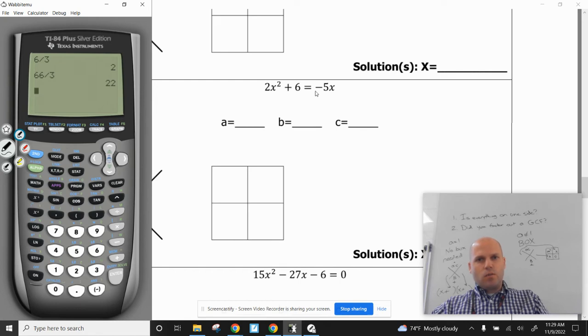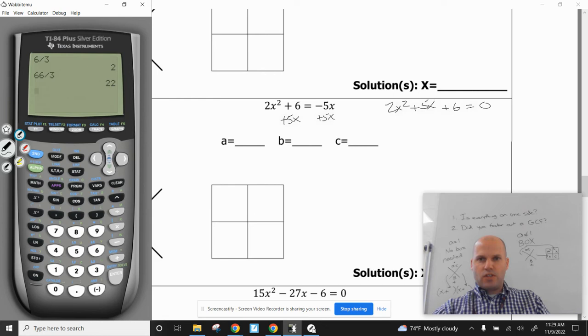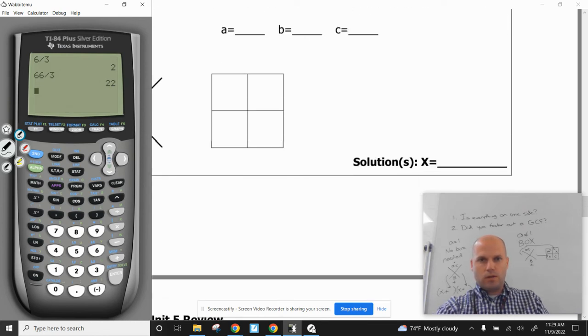Again, is everything on one side? Nope. To get rid of this, to move this negative 5x, I'd have to add 5x. Okay. Can I divide all of these numbers by a number? No. I can't divide everything by 2 or 3 or 4 or anything, so I'm done.